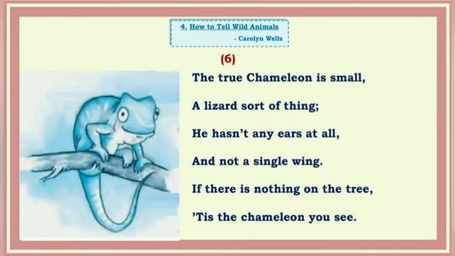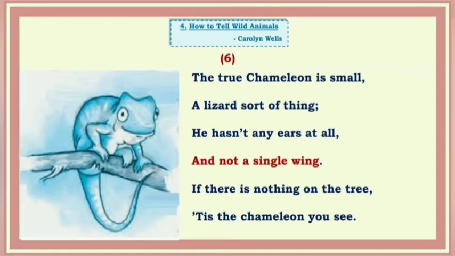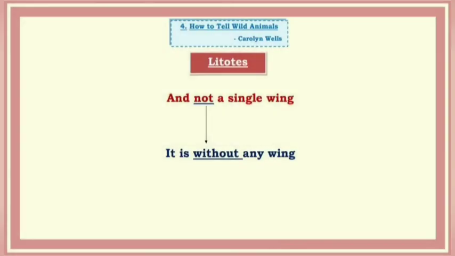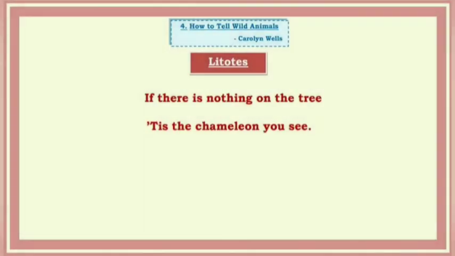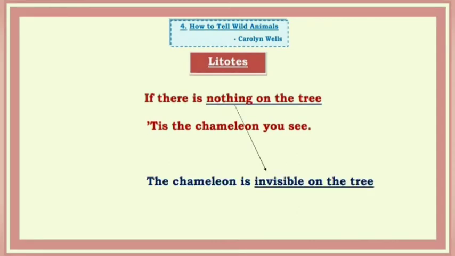Similarly, in and not a single wing, a negative statement is made to convey a positive sense that a chameleon is without any wing. Even in the line, if there is nothing on the tree, a negative statement is made to convey a positive sense that the chameleon has the ability to become invisible. Right? So, these are the examples of litotes in the poem.